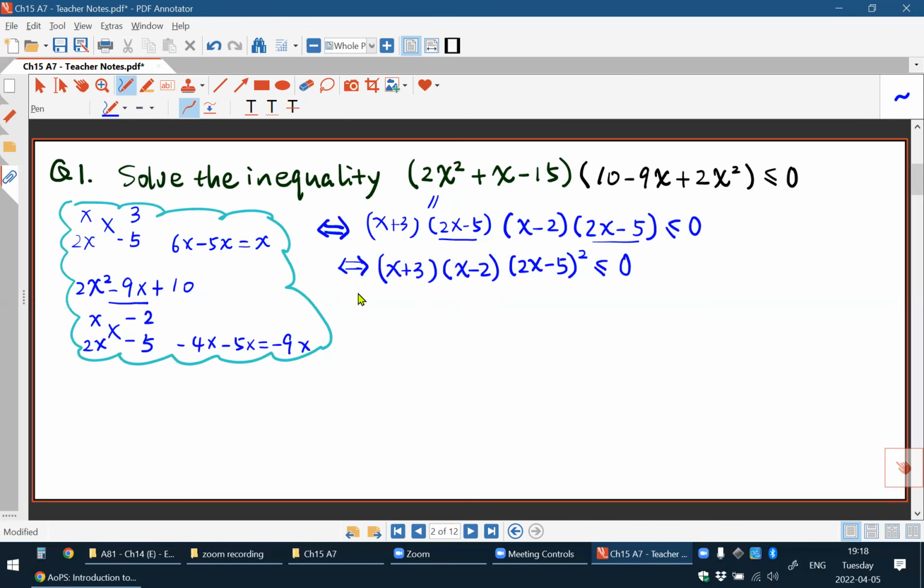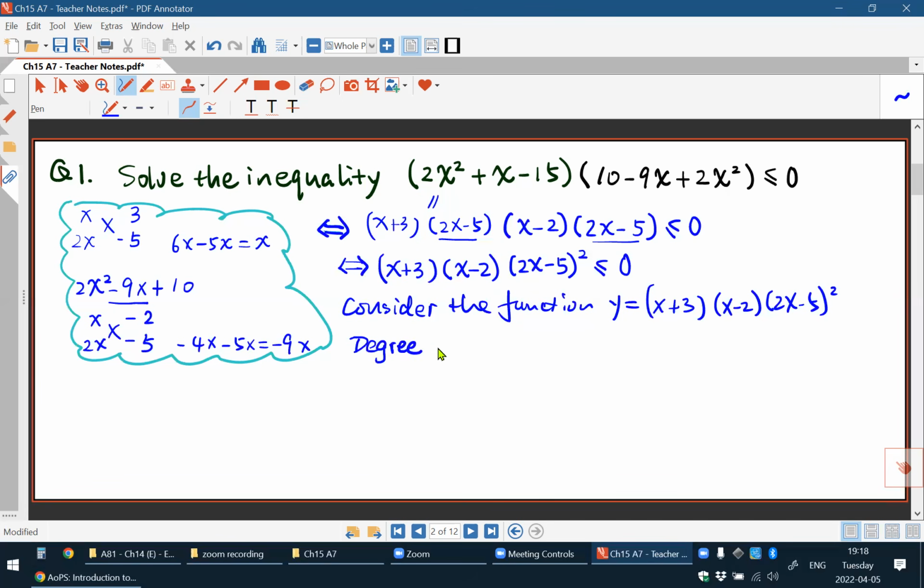And note here, the left side is just the product of several binomials. So basically it's a polynomial function, right? Then we can consider this polynomial function on the left. So let's consider the function y equals x plus 3, then times x minus 2, then 2x minus 5 squared. And the discussion is based on this function here. So first of all, let's find its degree. Degree is the highest possible order of x, right? 1, 2, 3, 4, we have x to the 4. So highest possible order of x is 4.